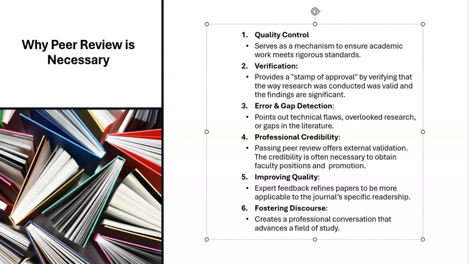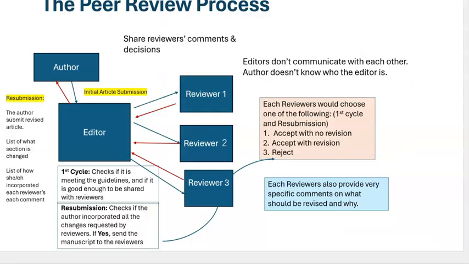The fifth reason for peer review is improving quality of work. Expert feedback refines papers to be more applicable to the journal's specific readership. Finally, peer review fosters academic discourse. It creates a professional conversation that advances a field of study, which is the most important reason for peer review. So, how does the peer review process work?